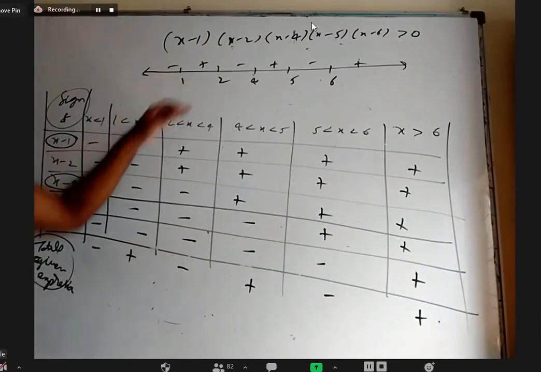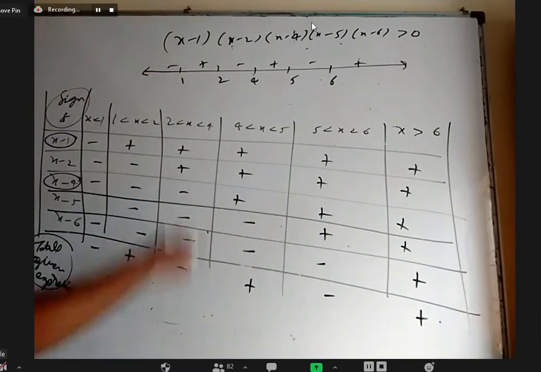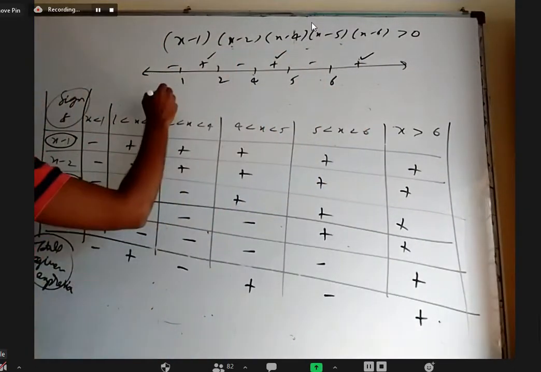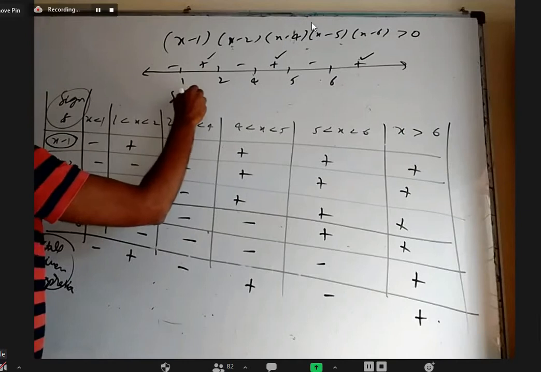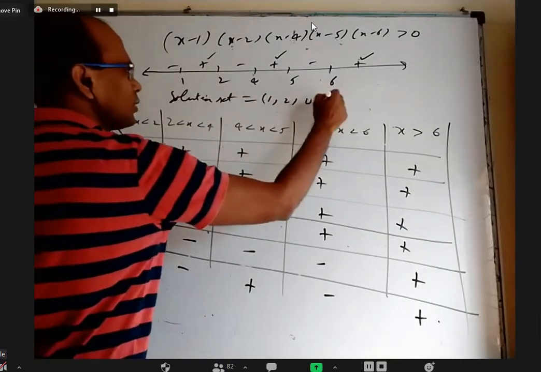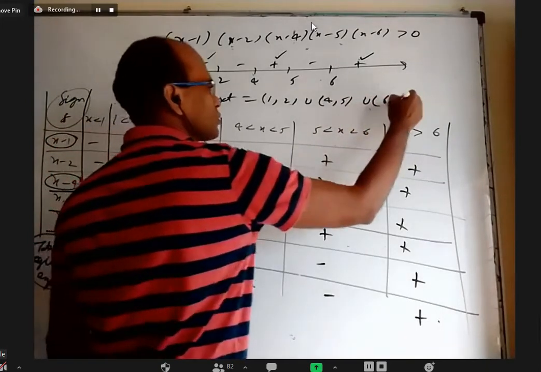After that, you should write this. I don't have place here, that's why I'm writing. Now we want positive, so that is this region, and this region. Okay, so solution set is equal to open interval 1 to 2 union open interval 4 to 5 union 6 to infinity.